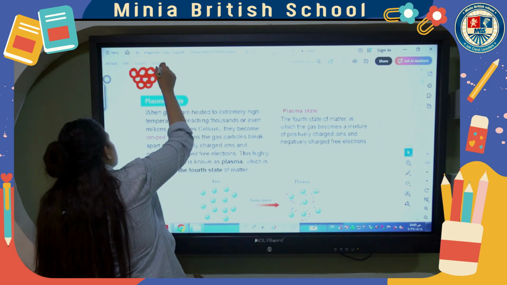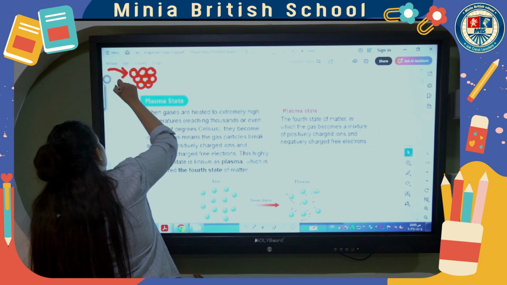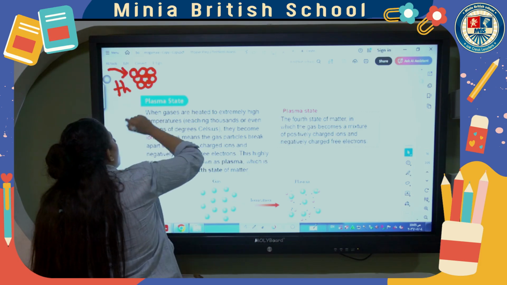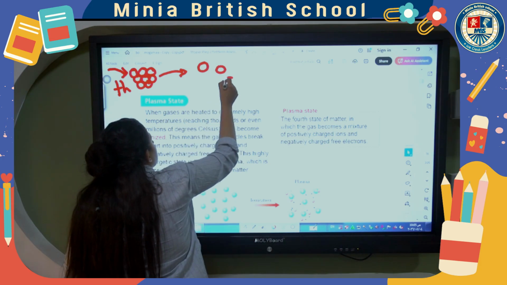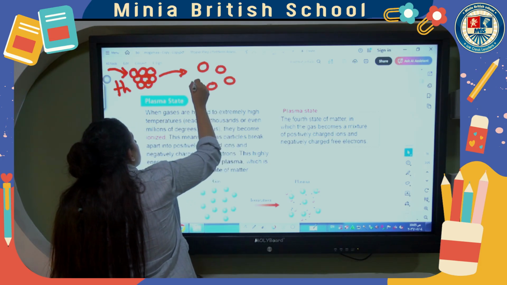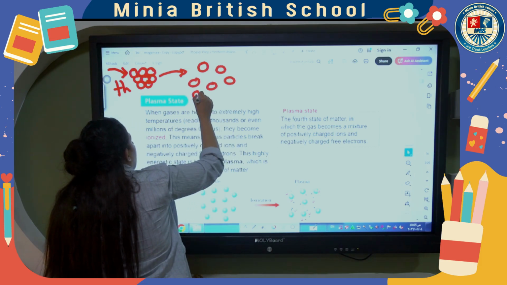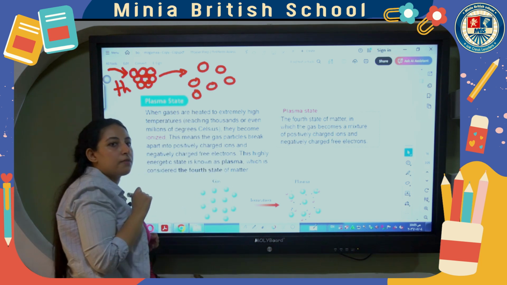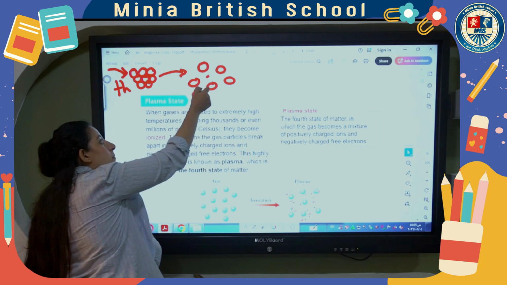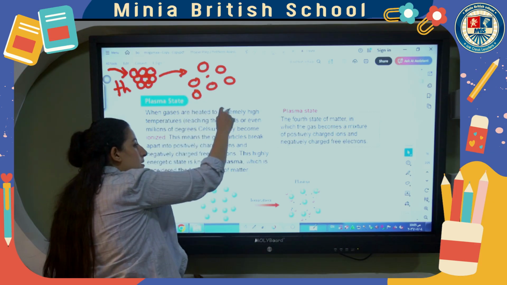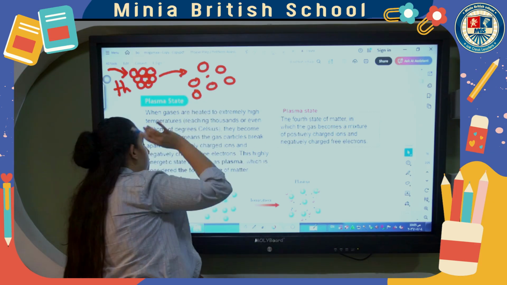When the solid state gains thermal energy, what happens? The molecules go away and get spaces between them. The spaces or interparticle spaces between the molecules, what happened? They become larger.